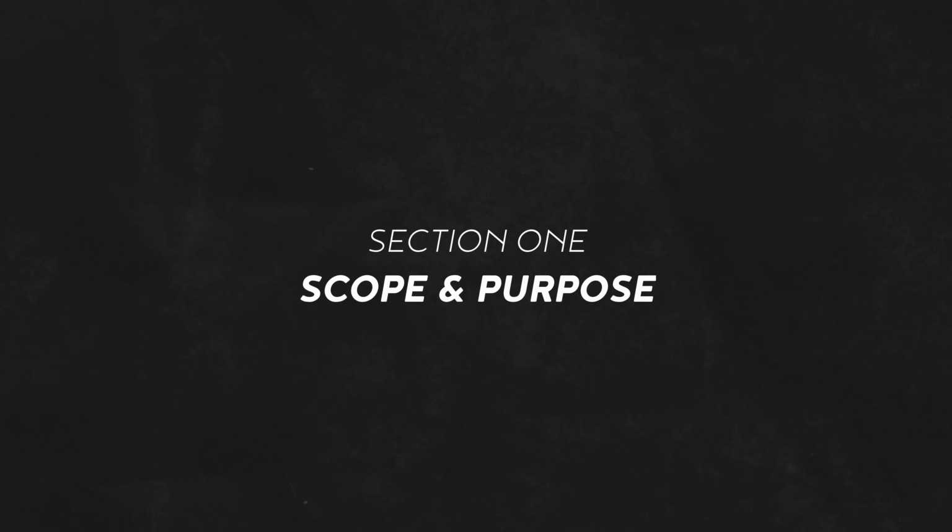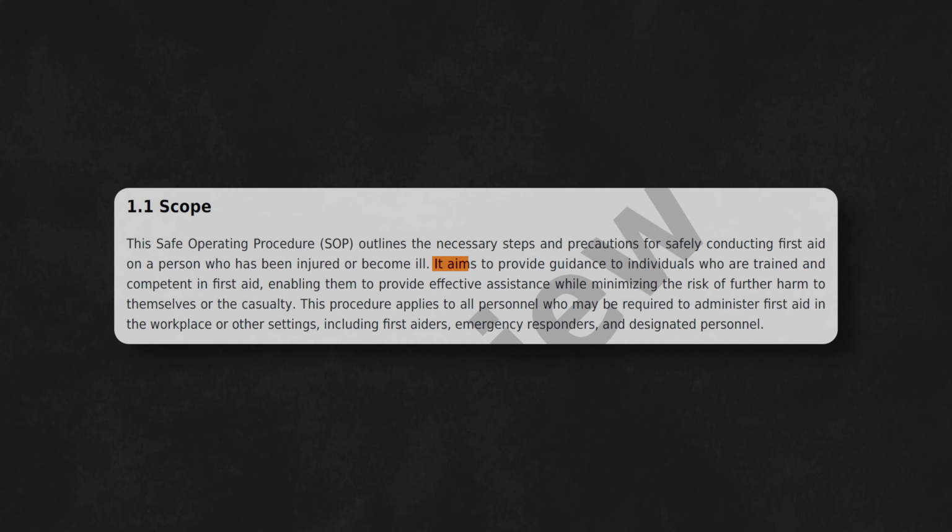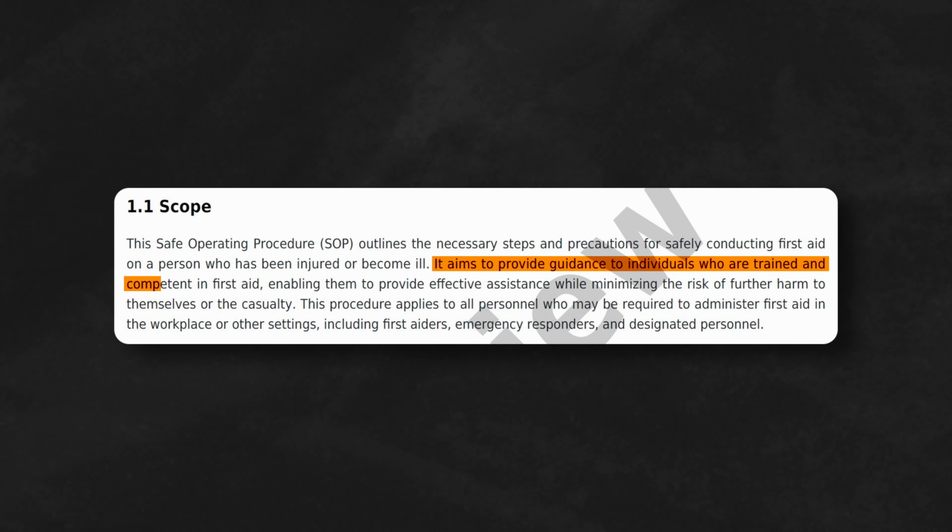All SOPs start with a scope and purpose. The scope is that this SOP is relevant to anyone who may be required to administer first aid, including trained first aiders, emergency responders, and general personnel. It covers a broad range of scenarios both within the workplace and other settings. And the primary purpose is to provide clear, concise guidance that ensures the safe and effective delivery of first aid.